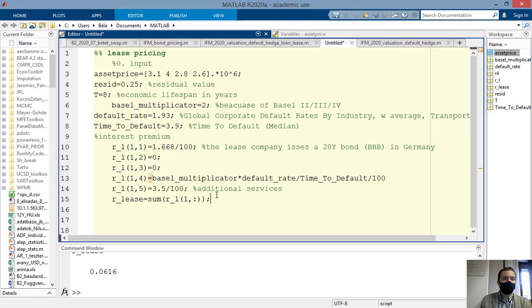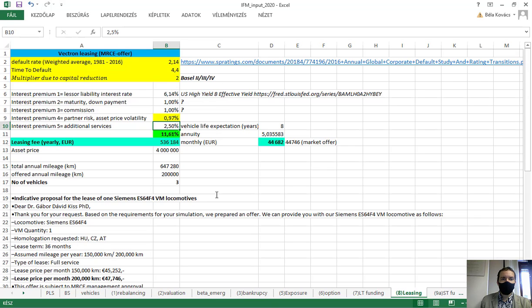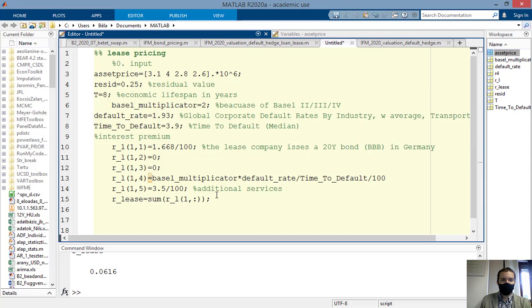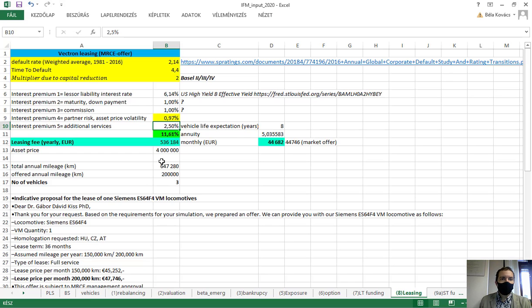Then let's see the annual lease fee. So this was the first point. This will be the second point. Okay. So the lease fee is actually an annuity. So before that we have to calculate the annuity part here.